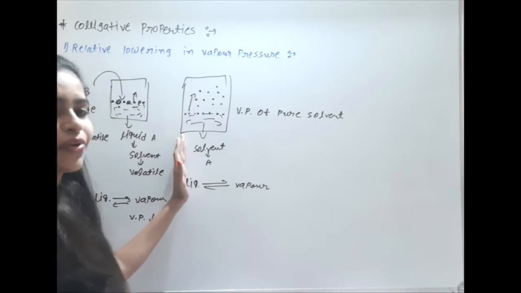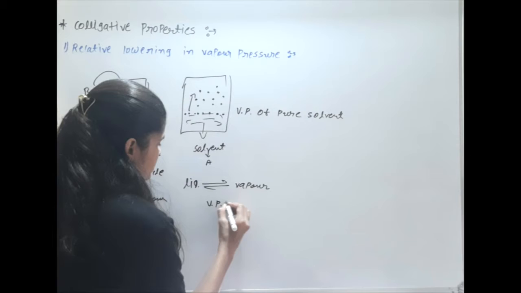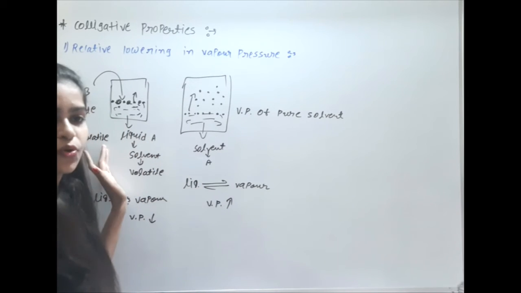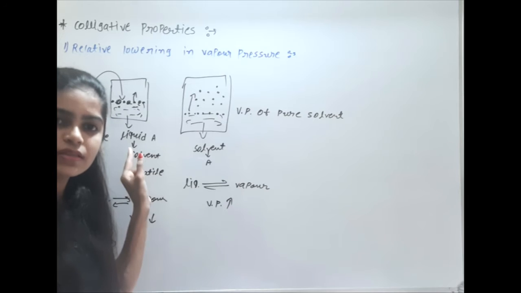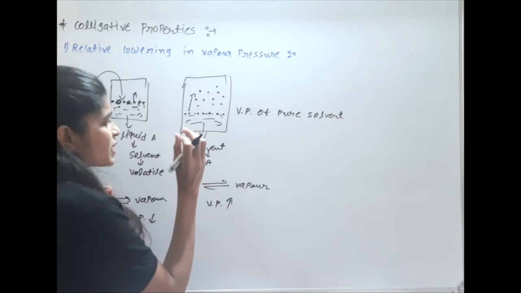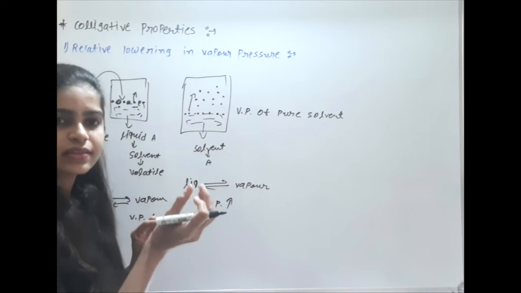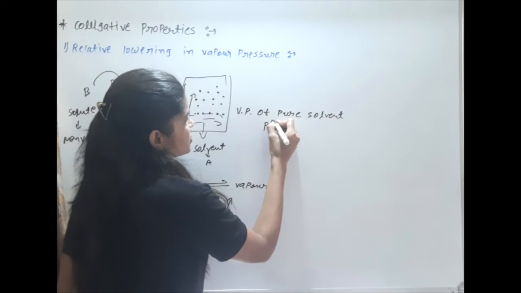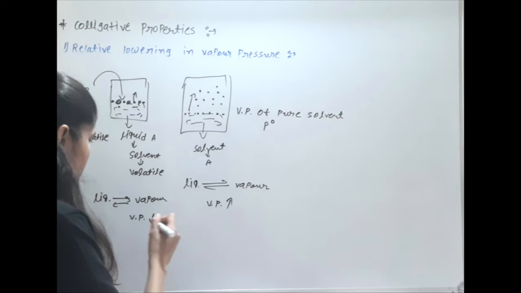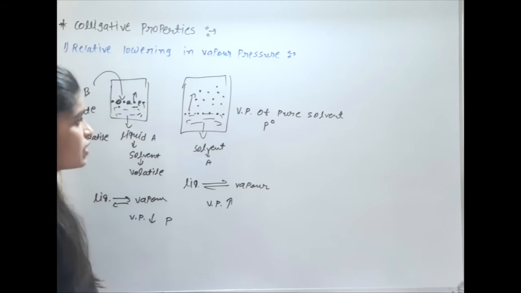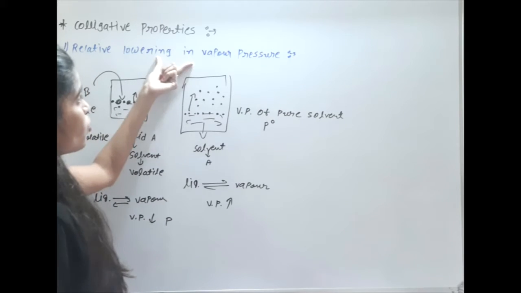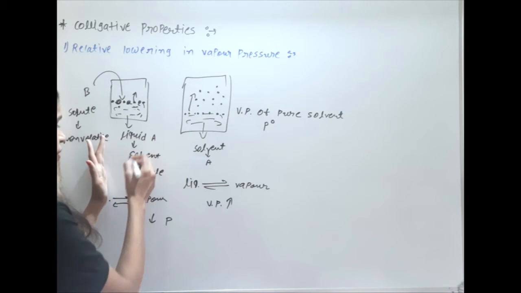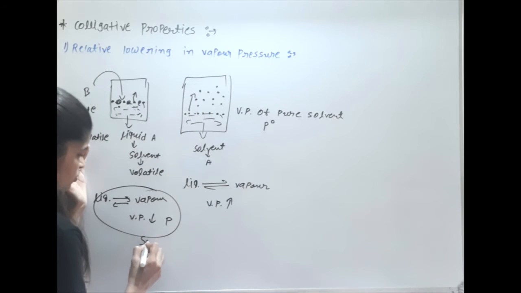But in the pure solvent, the vapor pressure is higher. So in comparison between the pure solvent and the solution with non-volatile solute present, the vapor pressure of the pure solvent is higher than the vapor pressure of the solution. So this is the vapor pressure of the solvent P0 and the vapor pressure of the solution P. So this is the relative lowering in vapor pressure. The vapor pressure is lower in this solution.